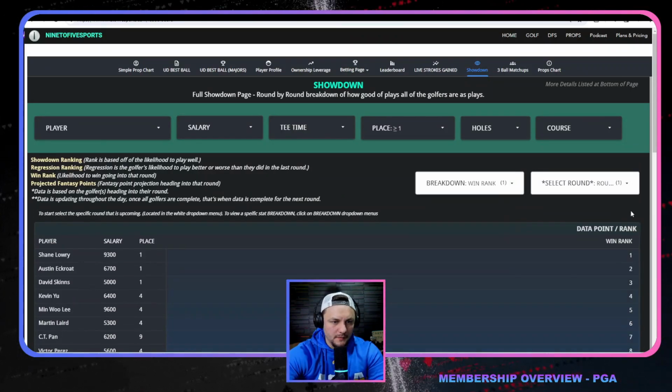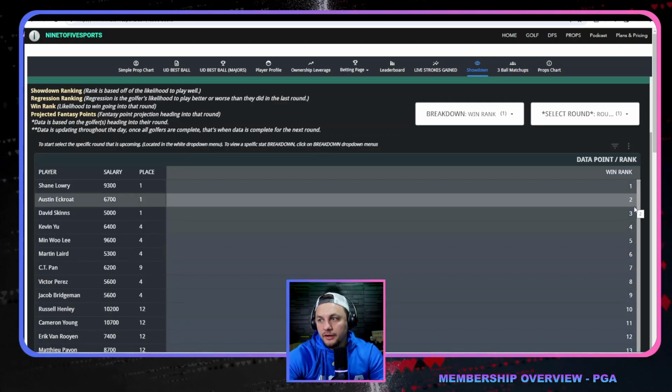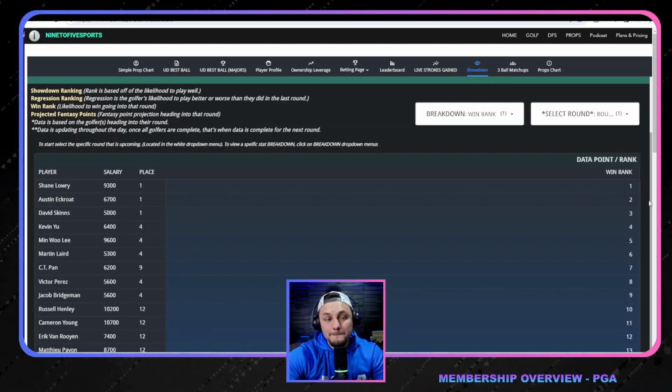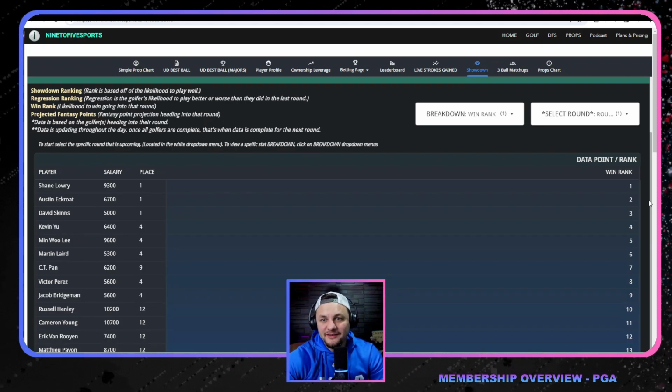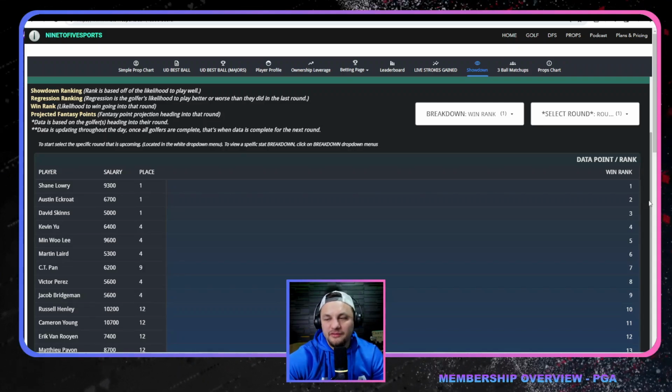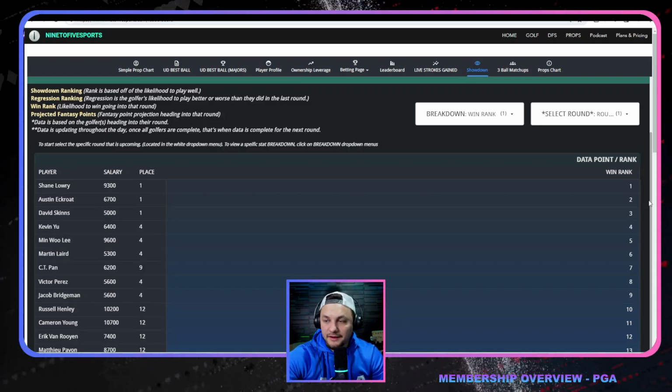Win rank is going to be my way of showing you guys which golfers are the best or the most likely golfers to win based off of how they are projected to play that round. So it takes that round specific data point, and that's really what we're concentrating on: how they're projected to do that round, and then comparing it against their place to see which golfers are projected to play well.